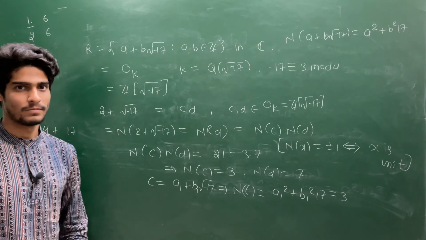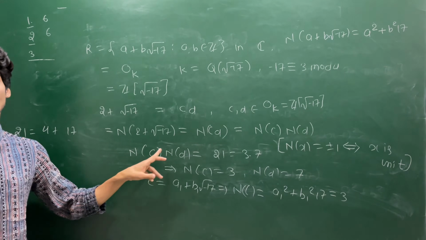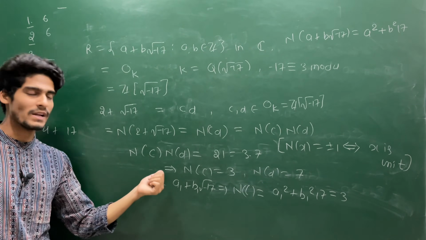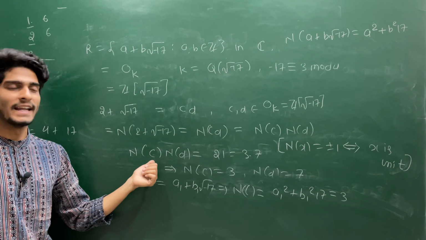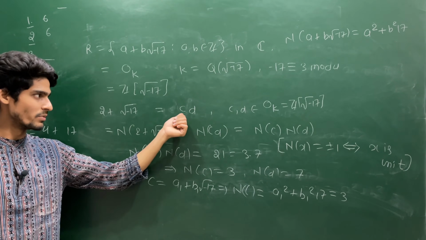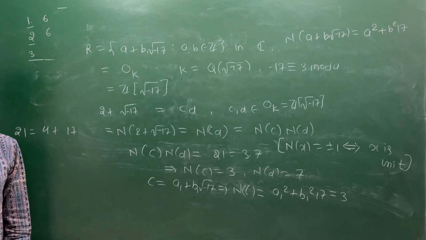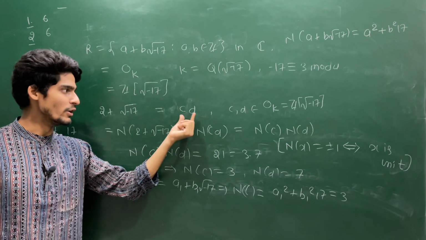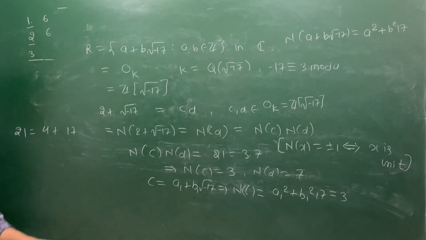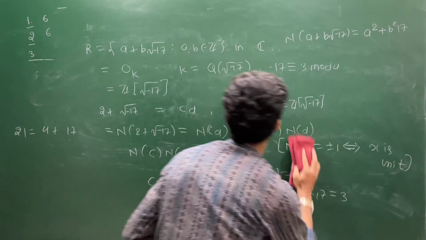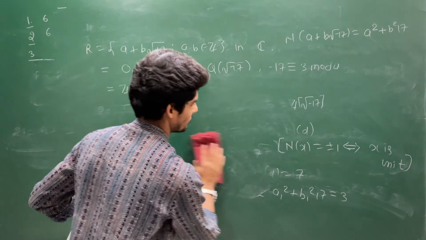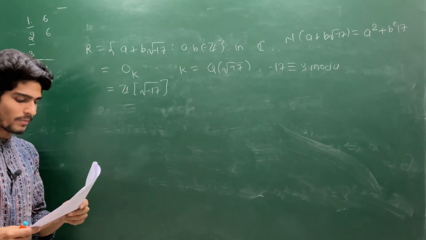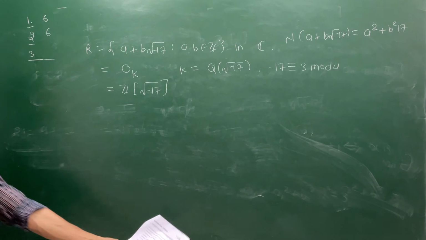That means one of the elements has to have norm plus minus 1, and if its norm is plus minus 1, then that element is a unit. If any element from C or D is a unit, then this is an irreducible element. You cannot reduce it further. So the statement P is true: 2 plus square root of minus 17 is an irreducible element.